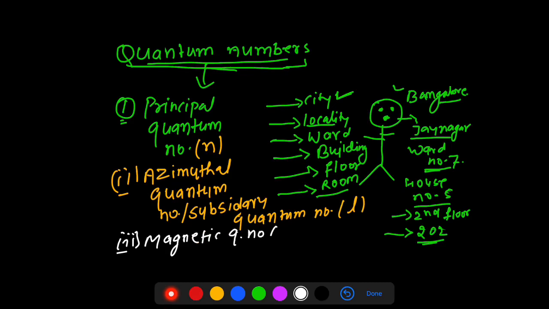The third one is the magnetic quantum number, denoted by m. And the fourth one, the last quantum number, is the spin quantum number, denoted by ms or simply s. So these are the 4 quantum numbers which will be giving us the complete address of an electron in an atom. Let's see what they are.